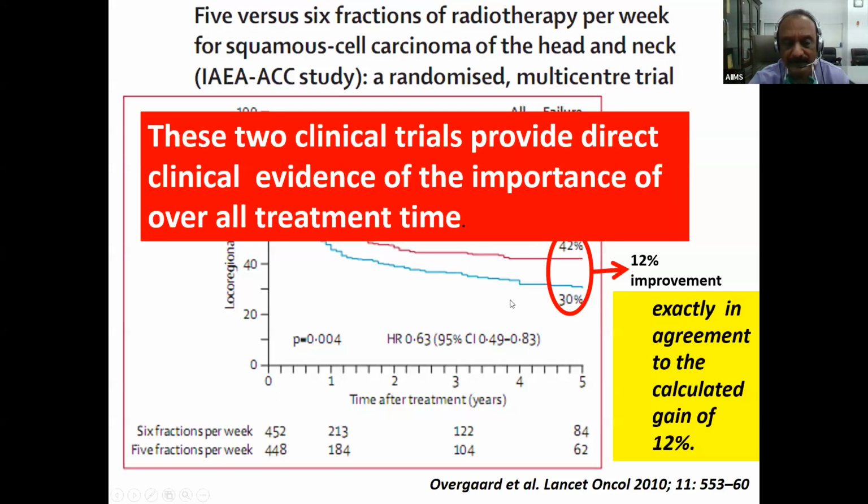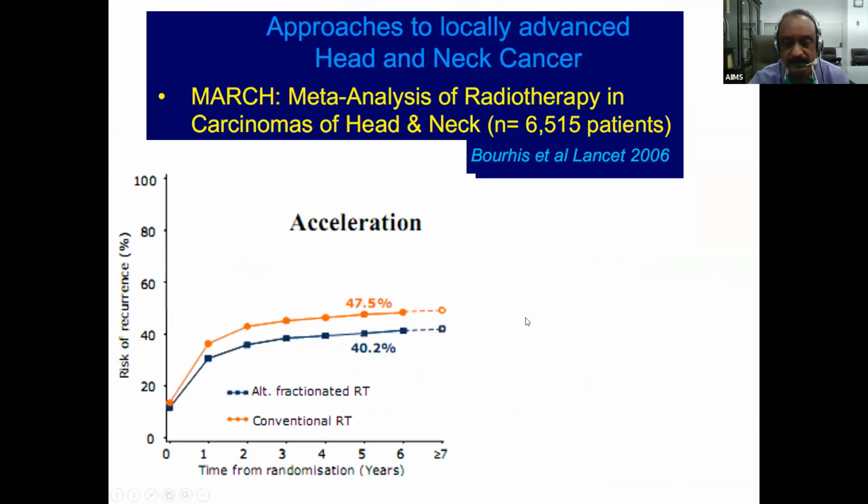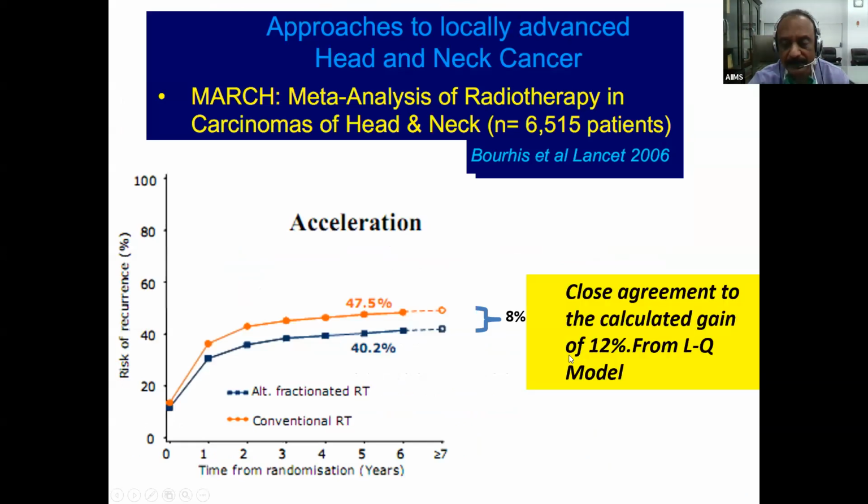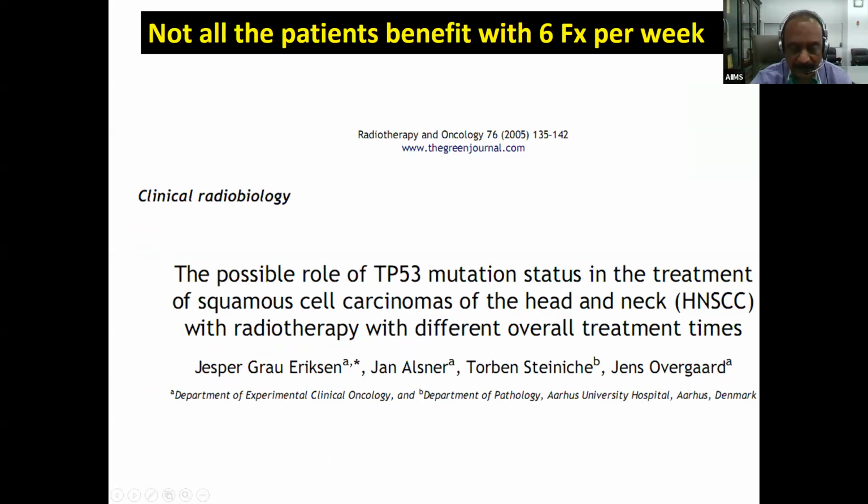March meta-analysis, 8% improvement. Again, we can say, closely in agreement with the calculated one from the linear quadratic model. Now, these authors also tried to find out any other predictive marker for the benefit of accelerated radiotherapy, and they found TP53 mutation. So they retrospectively analyzed their data and published it in a separate article.